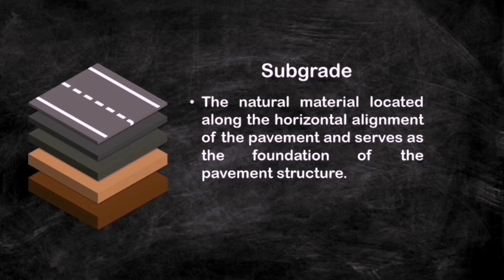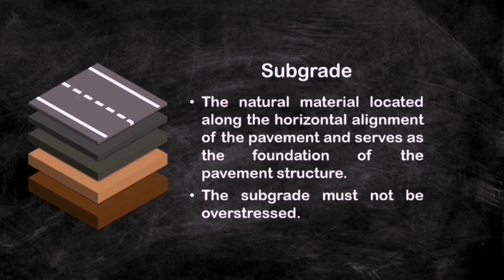Subgrade is usually the natural material located along the horizontal alignment of the pavements and serves as the foundation of the pavement structure. It is important that the subgrade must not be overstressed. This is because when the pressure transmitted on the top of the subgrade is within the allowable limit, it will not cause excessive stress condition or deform the soil beyond the elastic limit.